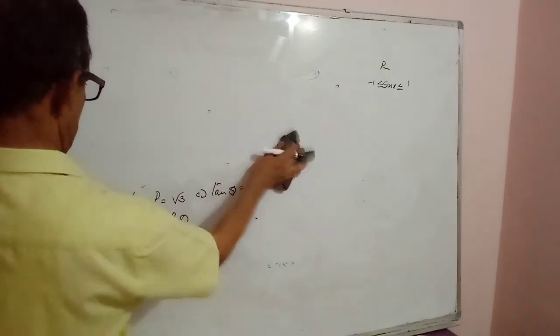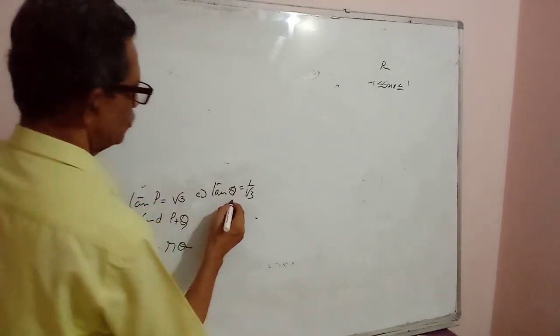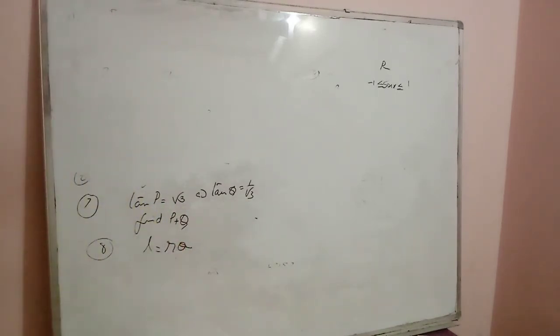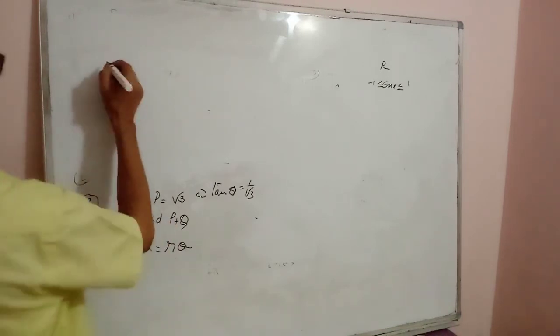Okay. Then, tan P is equal to root 3, tan Q is equal to 1 by root 3. Find the value of P plus Q.